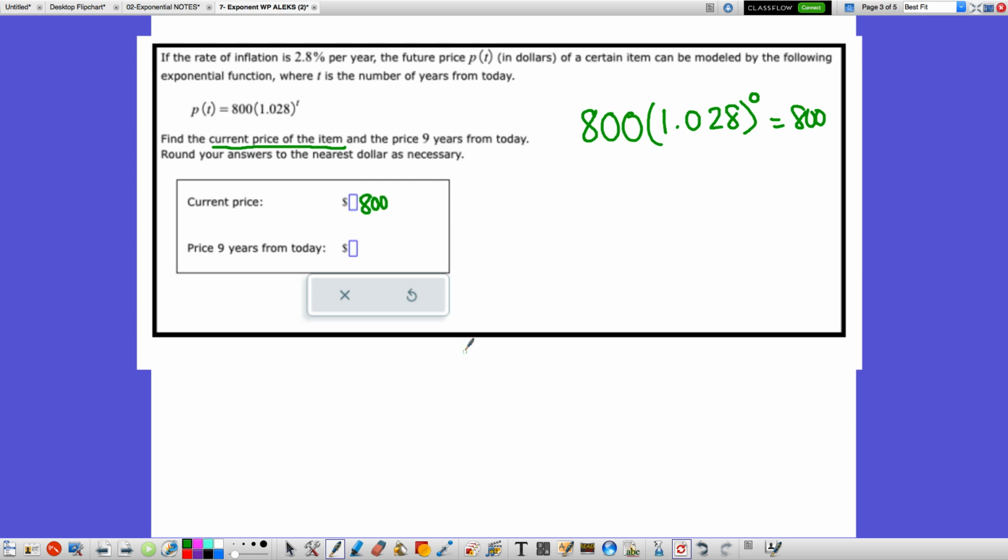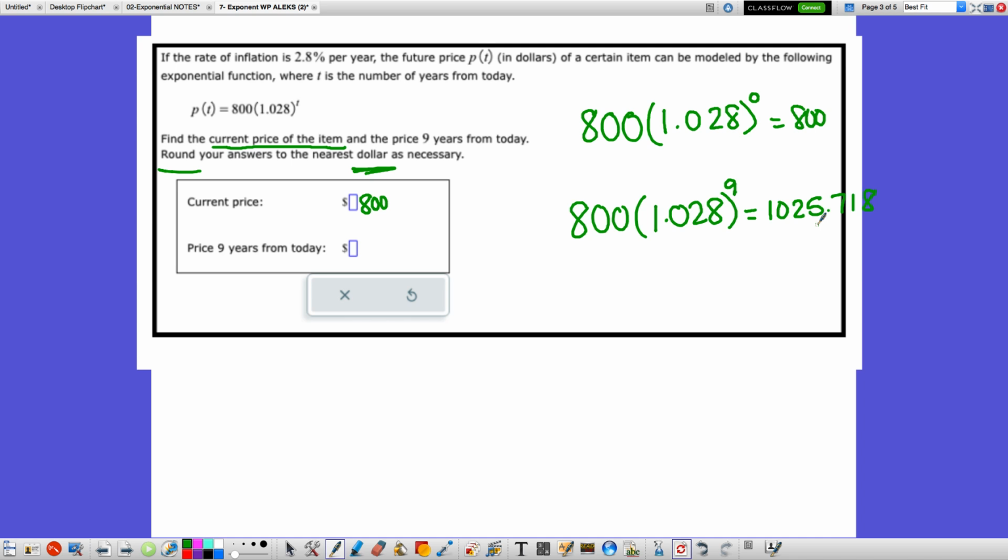You can type that in. Again, in 9 years, how much it would be. Now we would do the same thing, but instead of 0 years, we would put 9 there. All right, plug that in. 800 times 1.028 to the 9th power. All right, so in 9 years, that would be 1,025.718. Now it says round our answers to the nearest dollar.